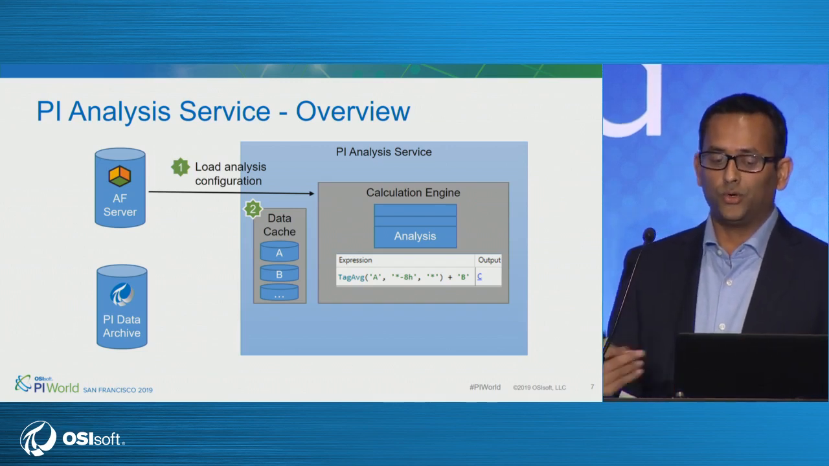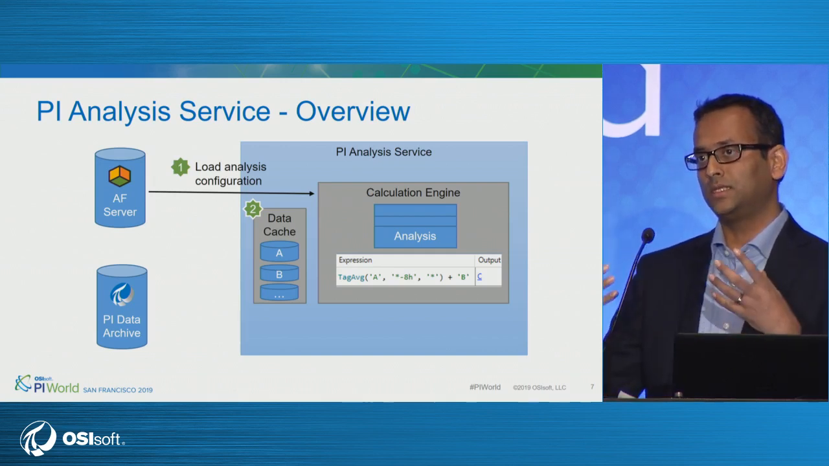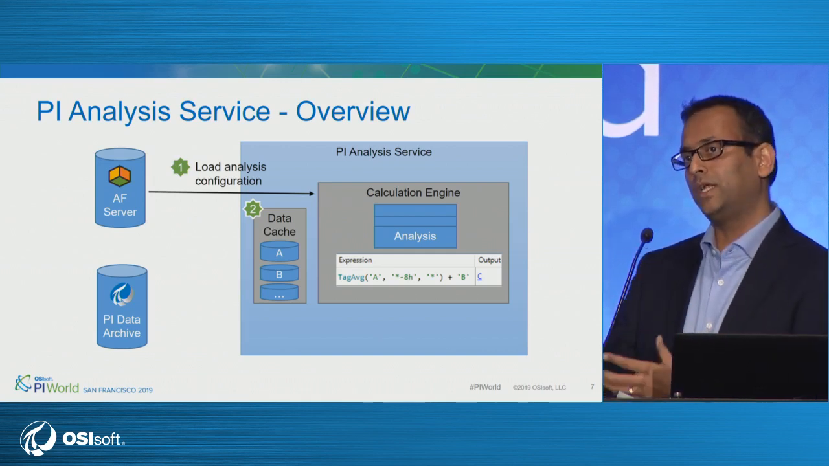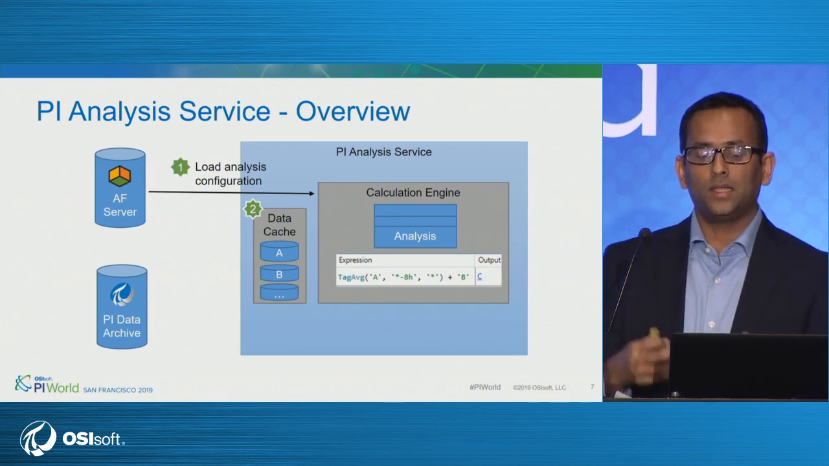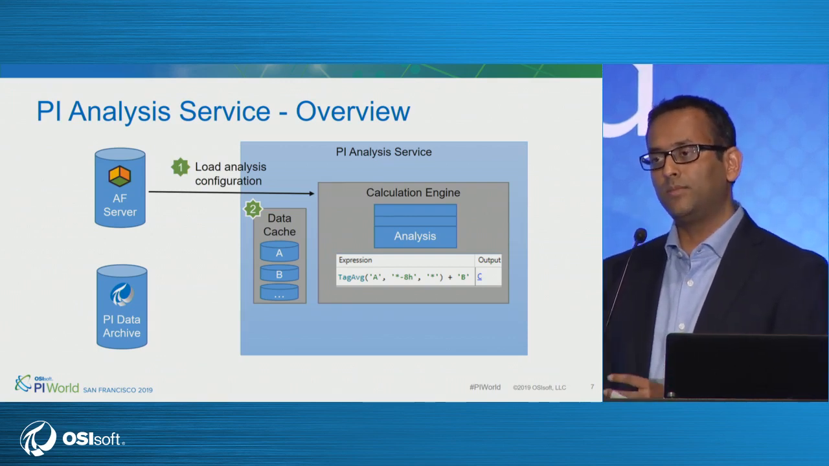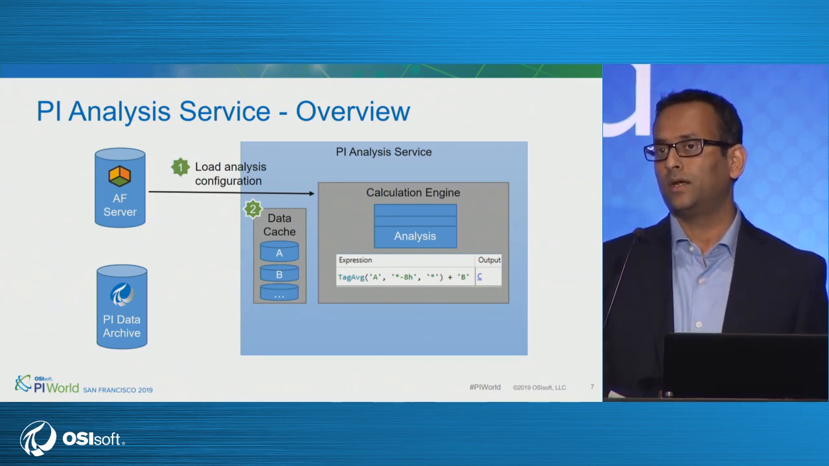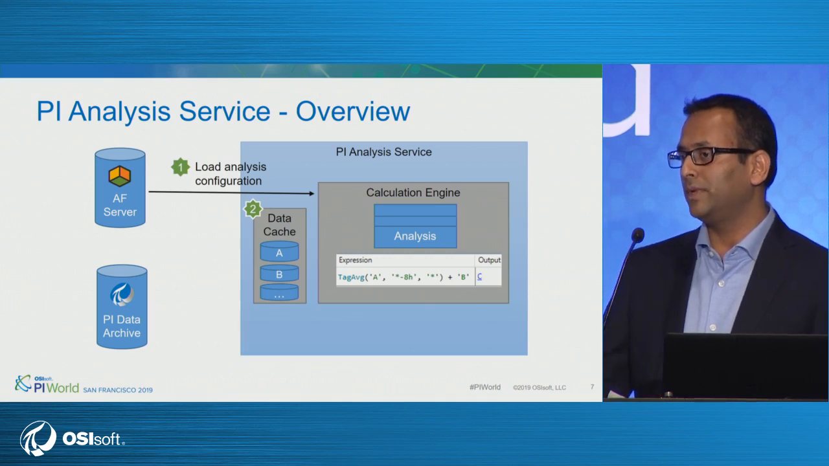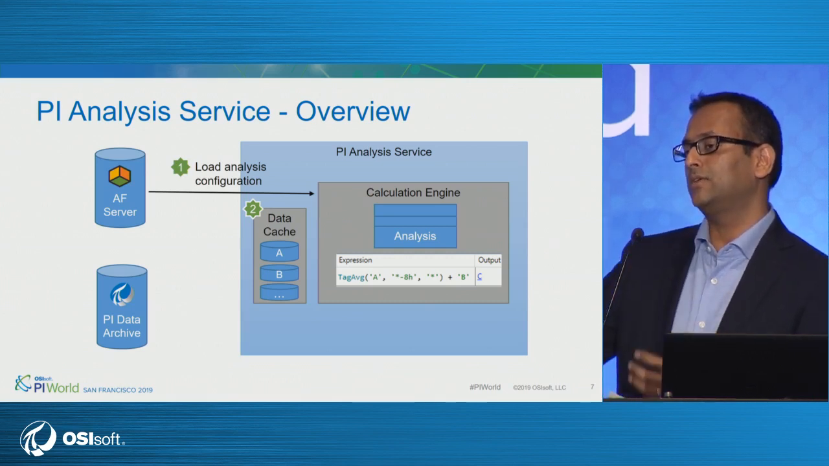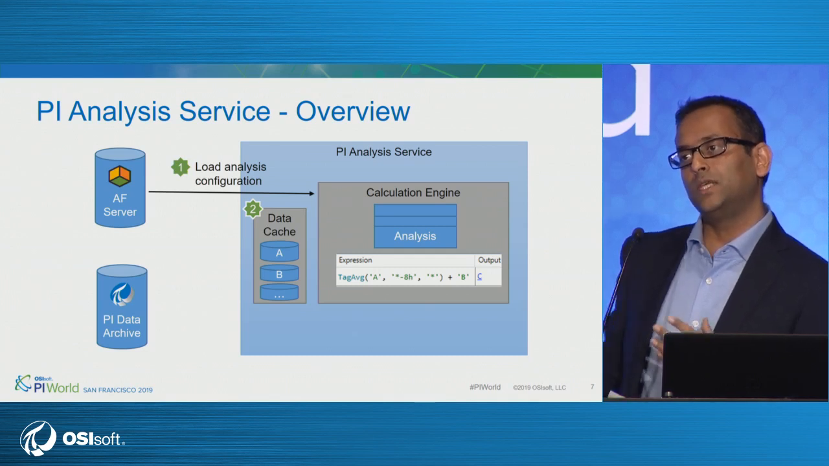So we want to make sure that all the data is available in the memory. So what happens is that when the analysis service loads this configuration, we take all these inputs and add them to the data cache. And what it also does then is sign up to receive new updates for those inputs with the data archive. And we frequently poll for those updates. So once the analysis service has started, we start polling for new events on all of these inputs.